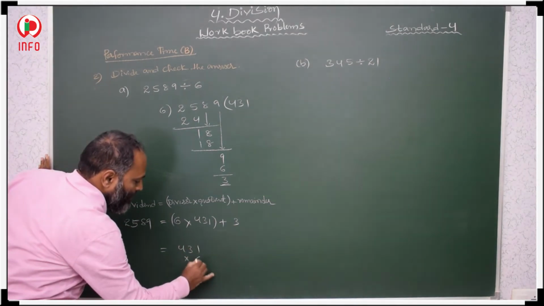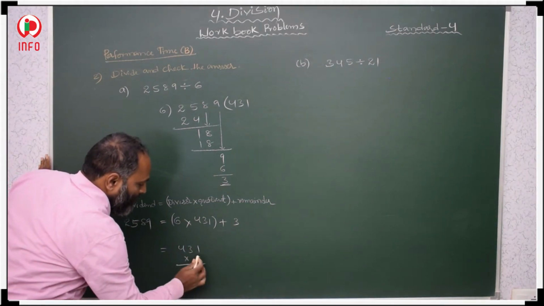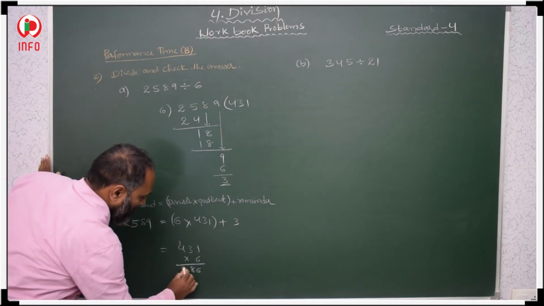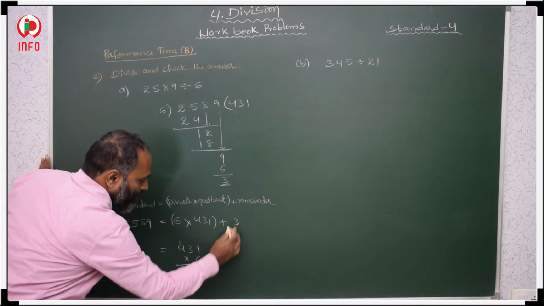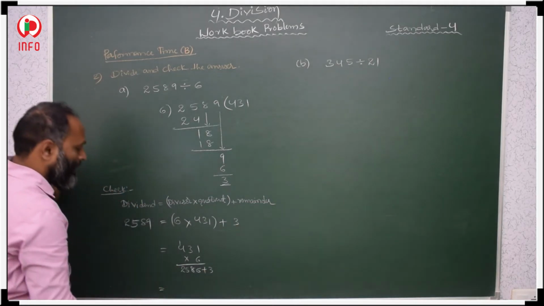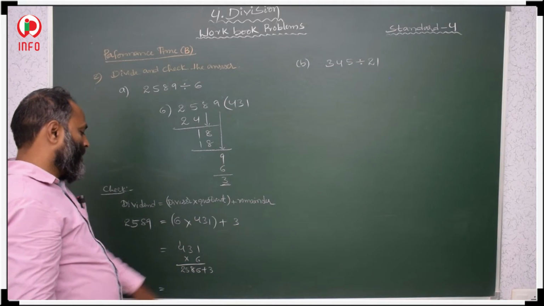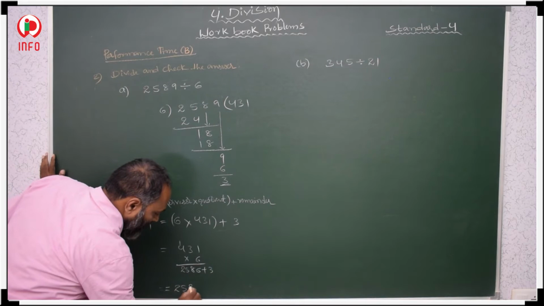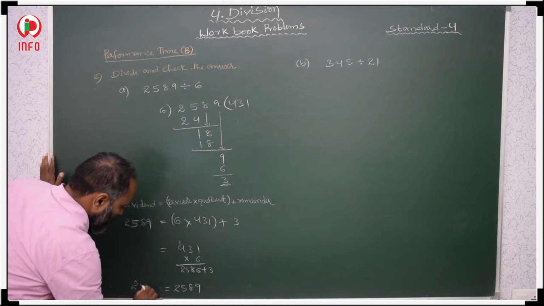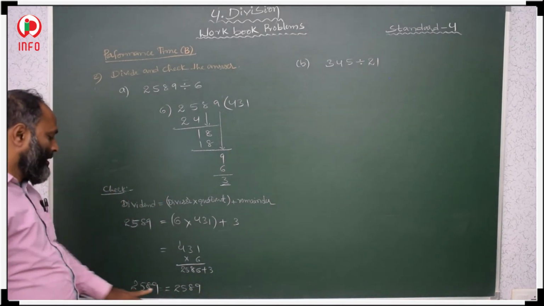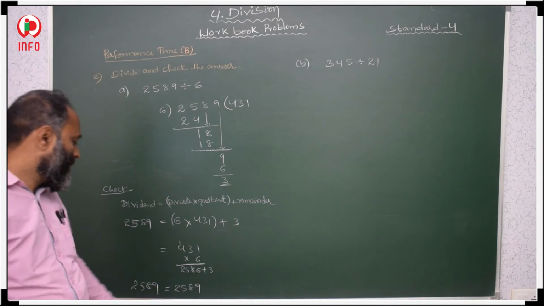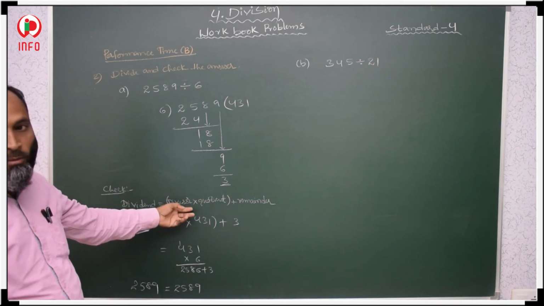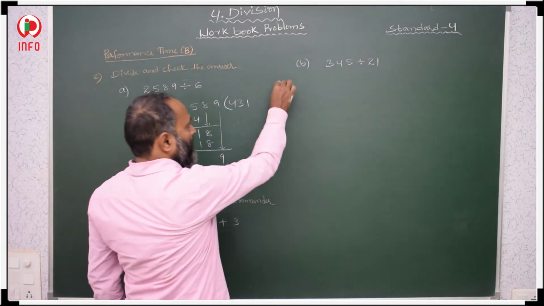Now we multiply 431 with 6. 6 1s are 6, 6 3s are 18 and 1 here. 6 4s are 24, 25, plus this remainder. That is 2586 plus 3, 89. 2589. Here also 2589. In this way we have to check our answer. First we have to divide, then after that using this formula we have to check.